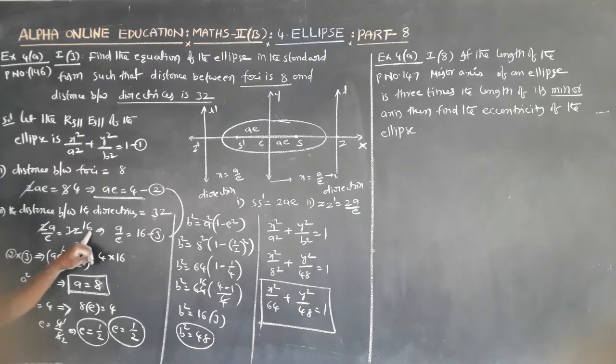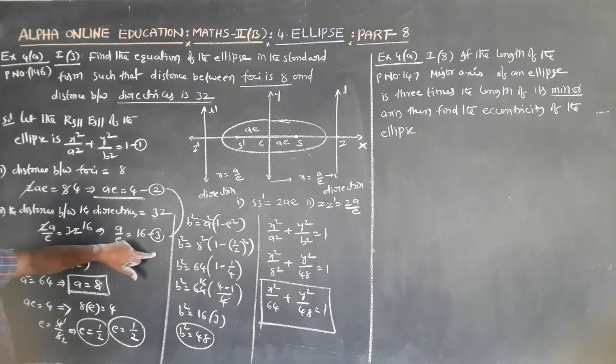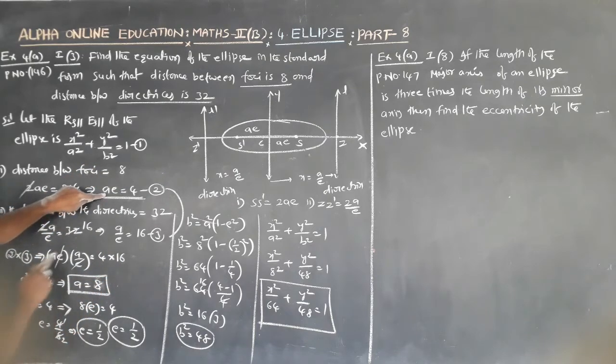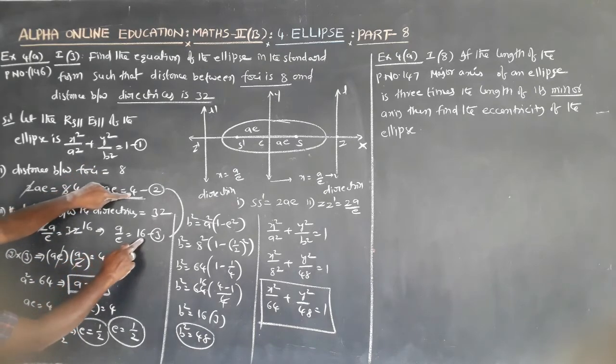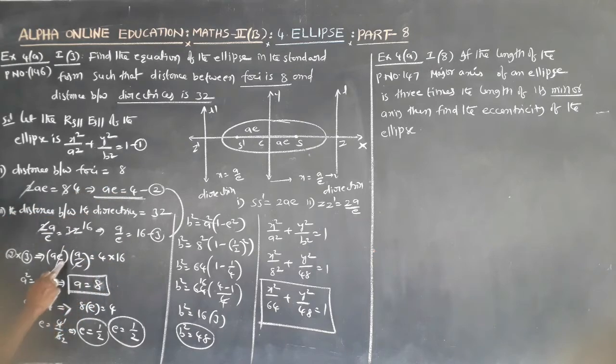So a by e is equal to 16. Conditions 2 and 3 solving, find a and e values. Here multiplying 2 and 3: ae into a by e is equal to 4 into 16. The e's get cancelled. a into a, a square is equal to 4 into 16, 64. a square equal to 64 means a equal to 8.